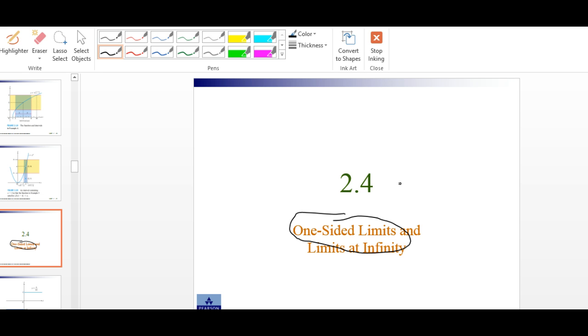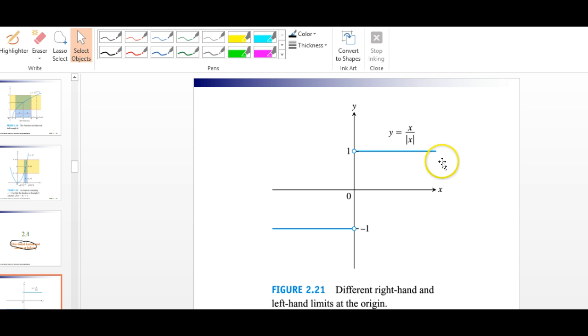But still, you could talk about a left limit and a right limit. So let's talk about what you mean by a left limit and a right limit. Take a look at this function. This is the function called x divided by the absolute value of x. This function takes a value 1 when x is positive, and a value negative 1 when x is negative. So now let's try to find the limit as x tends to 0.